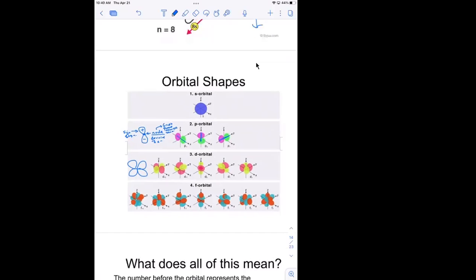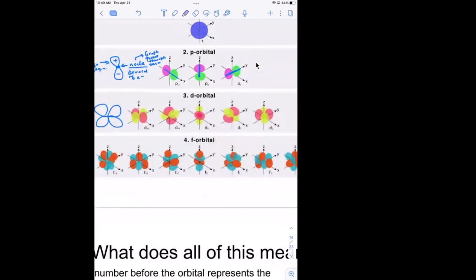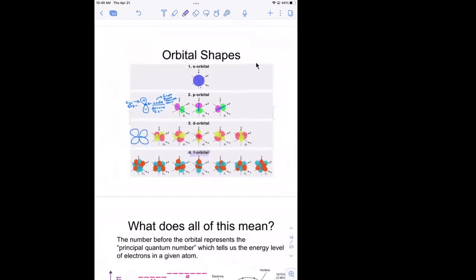And I'm not even going to get into the F's because you won't ever see these unless you are working with some high-level lanthanides and actinides, using them for catalysts or something like that. You won't see the F orbitals. So I'm not going to read them, but I will say that there are 7 F orbitals.